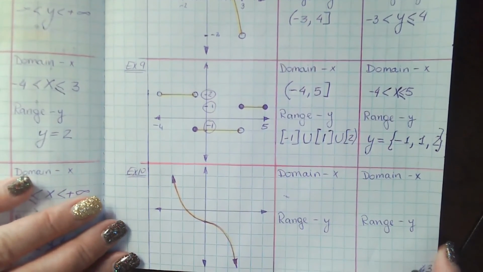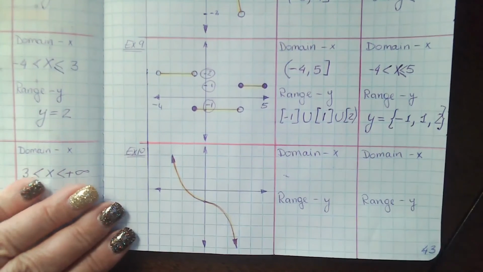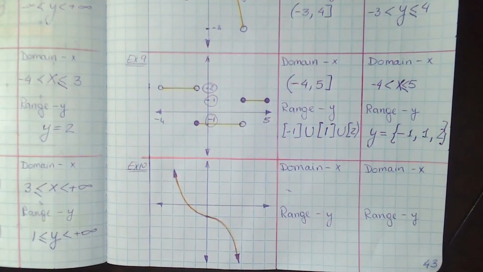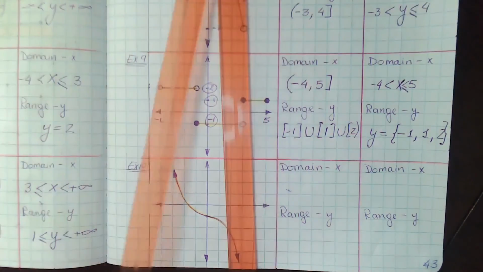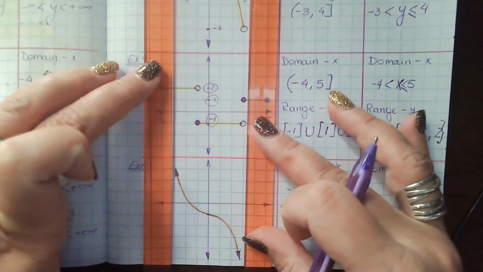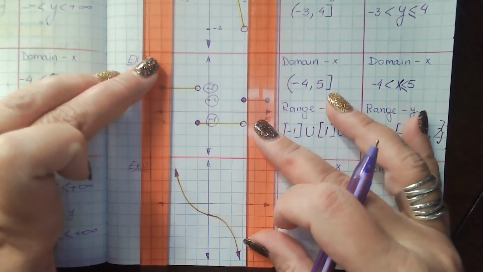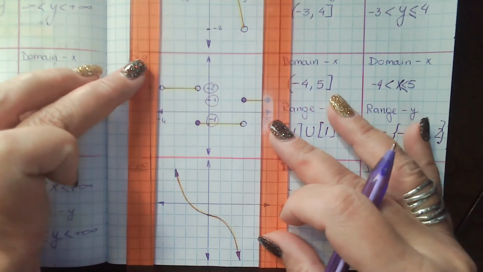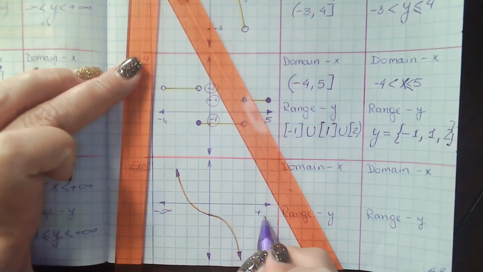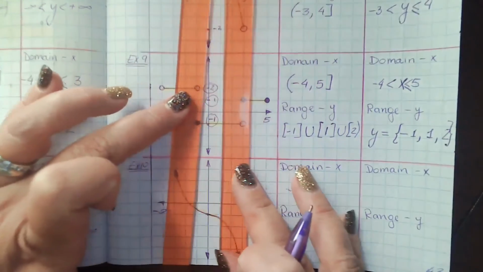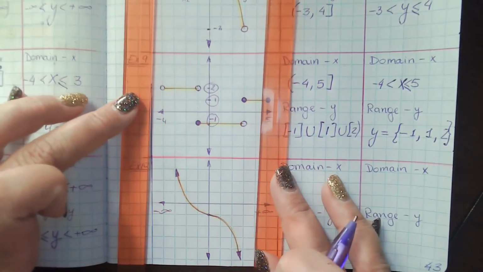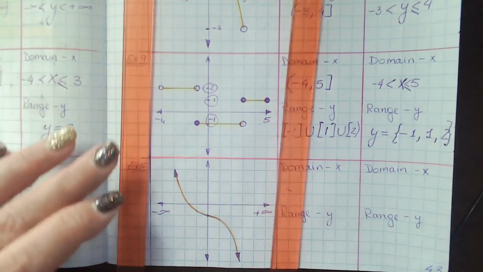And example number 10, the last one for this video. Let's see the domain and range of this curve. So for the domain, if I go along x-axis, I have arrow on the left and arrow on the right. That means don't stop, either way, from -infinity to +infinity. Don't stop along x. So if I see an arrow, I just keep going.